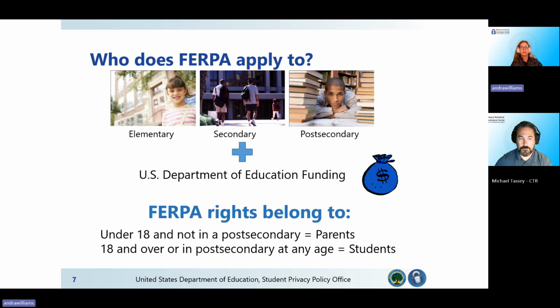FERPA applies to schools that receive funds from any program administered by the Department of Education. Most private and faith-based schools at the elementary and secondary levels do not receive these funds and are therefore not subject to FERPA. However, private schools at the post-secondary level generally do receive these funds, in most cases in the form of federal student aid, and therefore are subject to FERPA. FERPA rights belong to the parents if the student is under 18 and not enrolled in post-secondary, and when the student turns 18 or enrolls in post-secondary at any age, the FERPA rights then belong to the student.